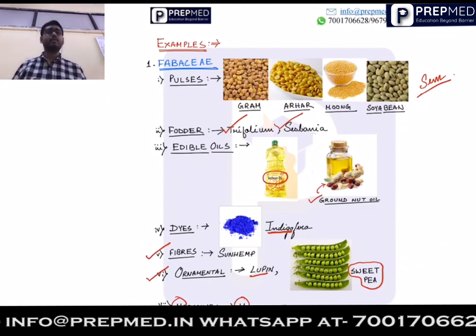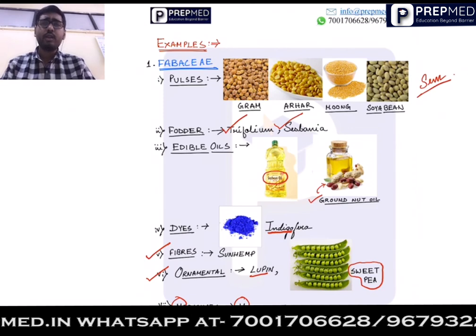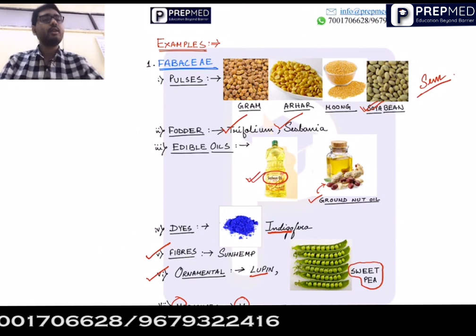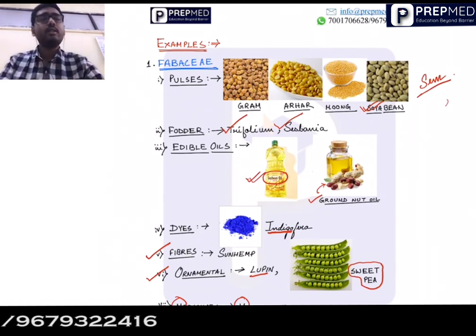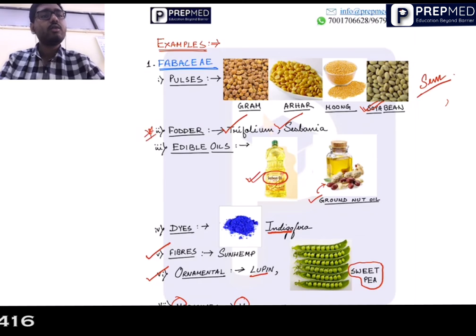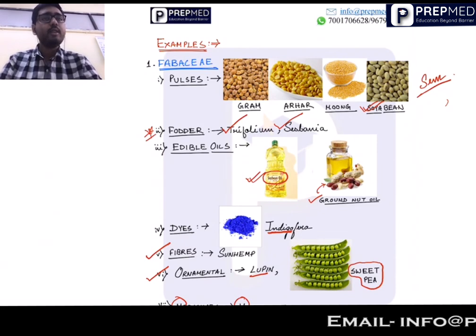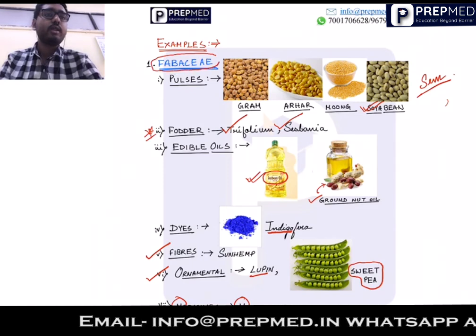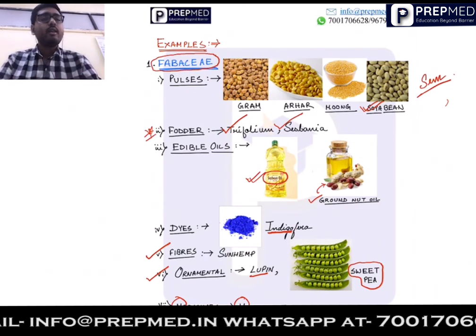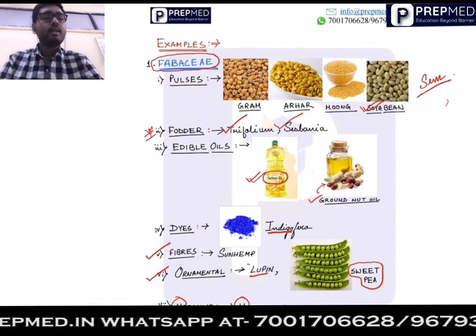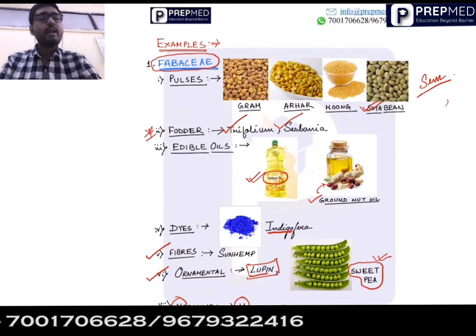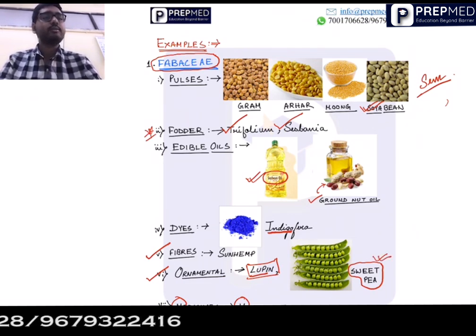Next come to the pulses, staple pulses of gram, arhar, moong, soybean. Here it's soybean over here, and here also, so it's easier now to remember. Trifolium, Sesbania, fodder. Groundnut oil. Dye, Indigofera, very easy because of the indigo color. I have always used Fabaceae as indigo color so that you can remember that it's Indigofera. And now ornamental plants are lupin, and here it's sweet pea. Medicine, M for medicine, M for Mulethi.